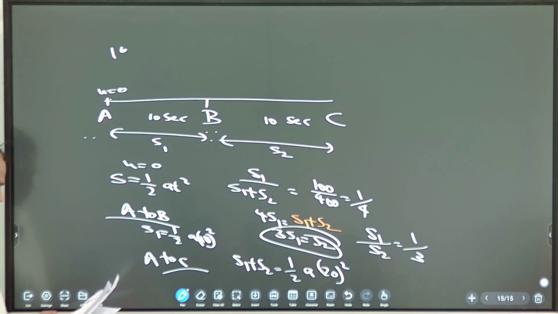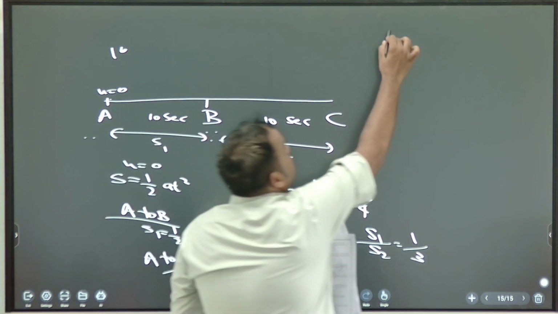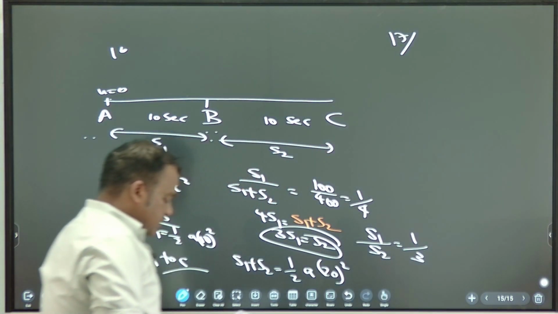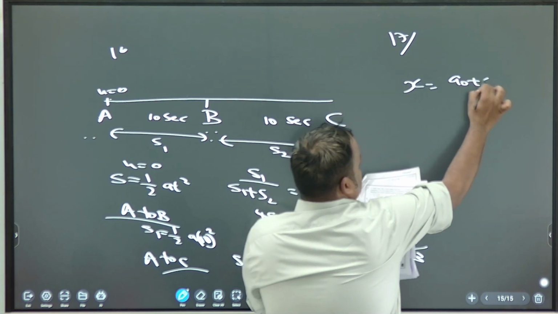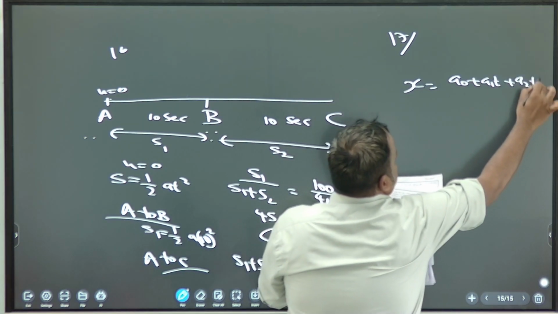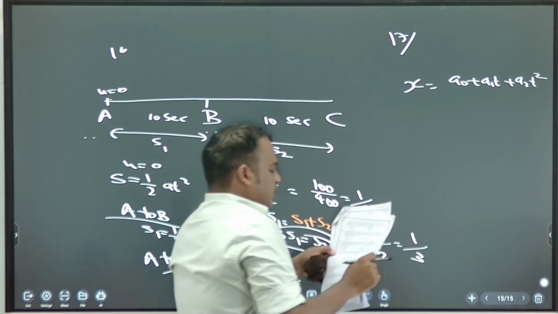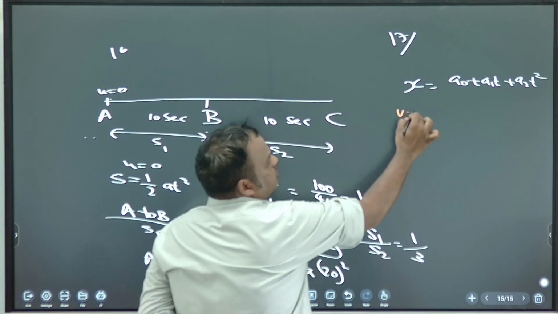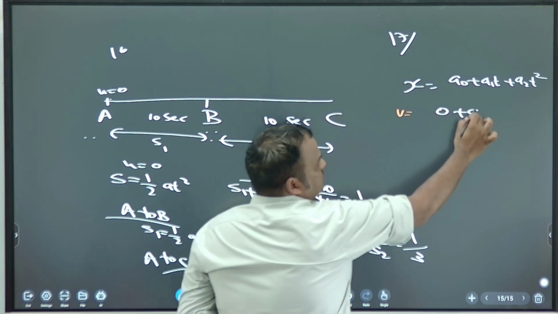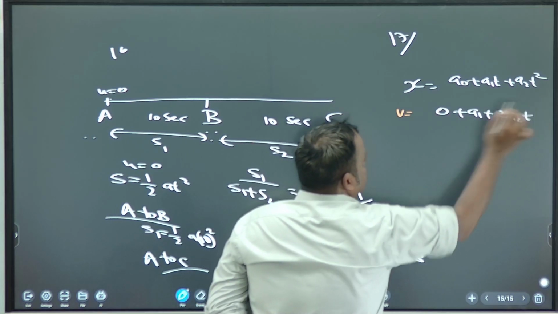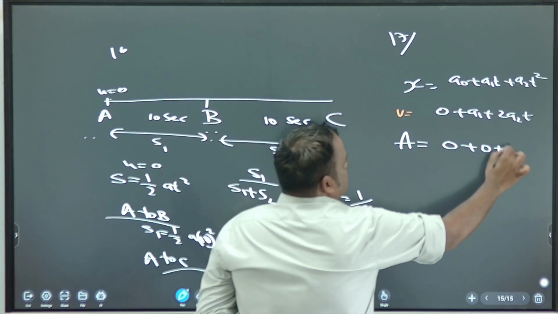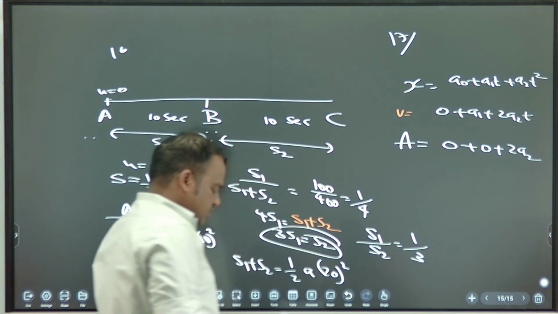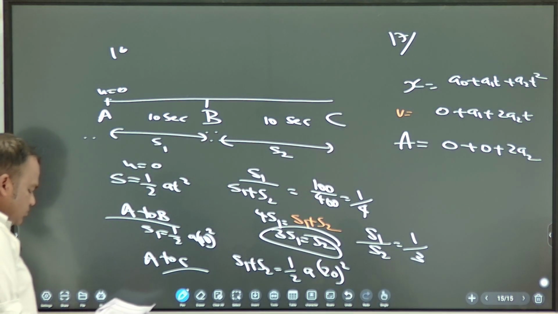Note down. 17th question. Displacement X is given: A0 plus A1t plus A2t square. Acceleration: first you find velocity. Differentiate this: 0 plus A1 plus 2A2t. Now again differentiate this: 0 plus 0 plus 2A2. So acceleration is 2A2. Note down.